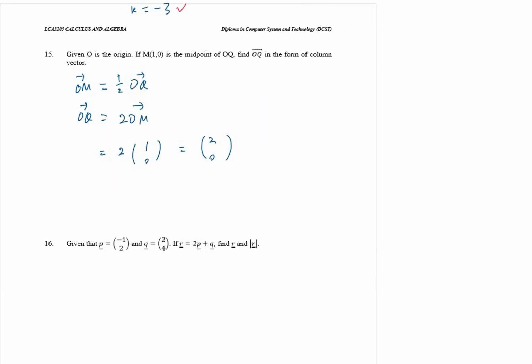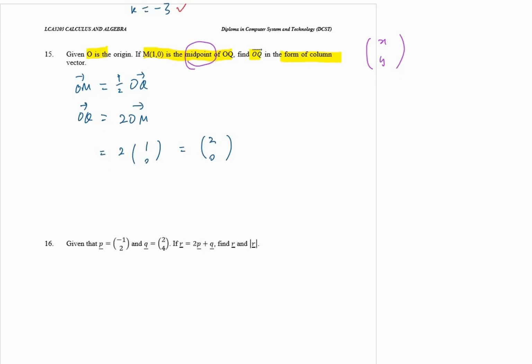Okay, now we go on to question number 15. So given O is the origin, M is 1, 0, and it's the midpoint of OQ. So you want to find OQ in the form of column vector. So column vector is like that, the X and Y like that one. Okay, so OM is the origin. So that means OM is half of OQ, correct? It is the midpoint. So half of OQ lah.